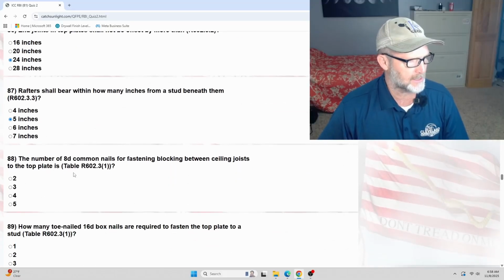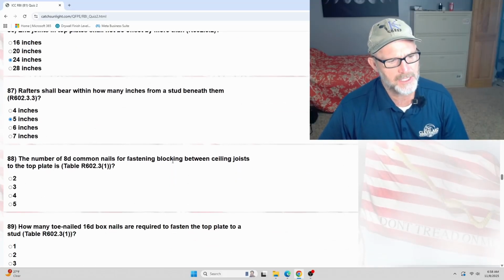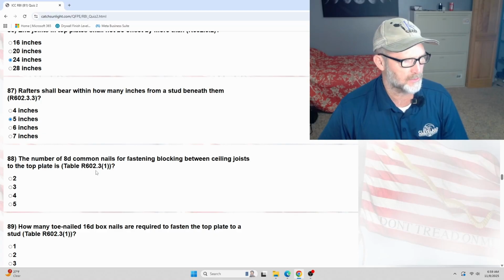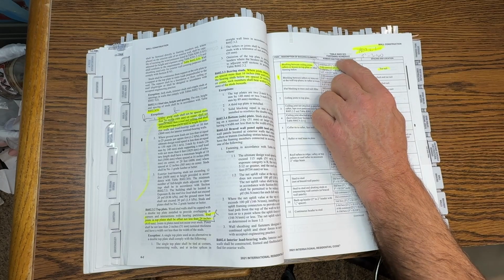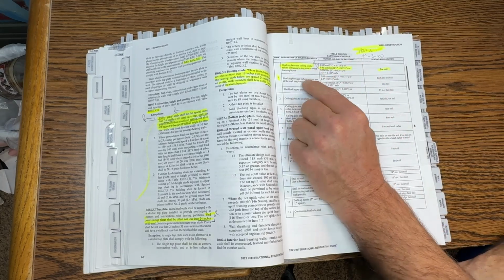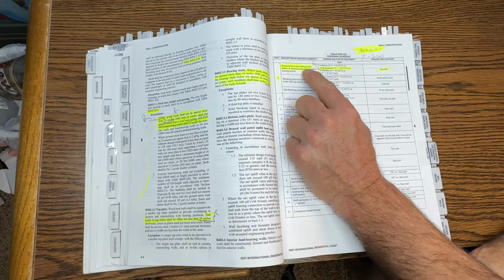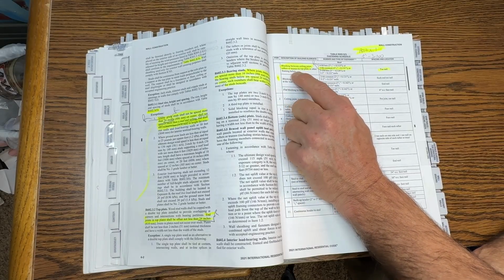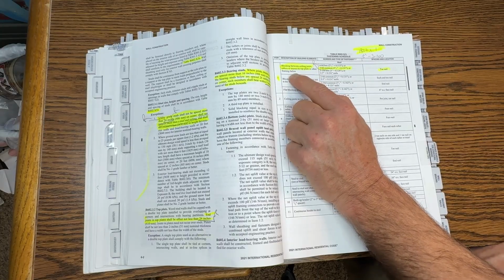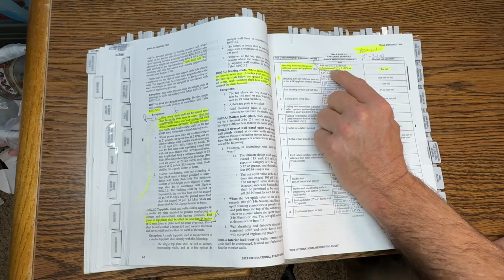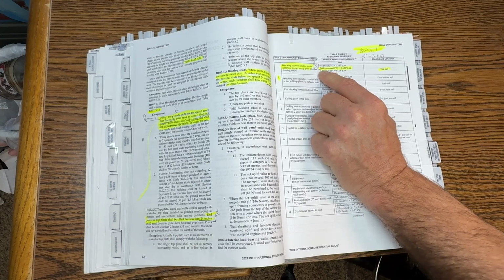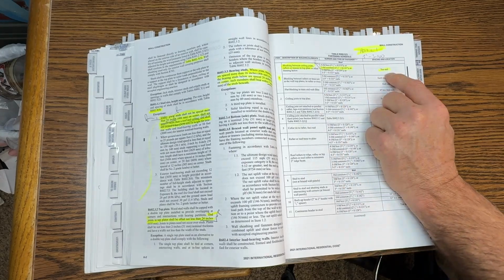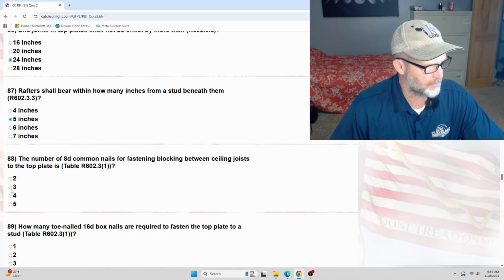All right, 88. The number of 8D common nails for fastening blocking between ceiling joists to the top plate is what? Let's go to Table R602.3(1). Item number 1 here: blocking between ceiling joists, rafters or trusses to top plate or other framing below. If you're using 8D common nails, you need 3 of them, toenailed. So let's go ahead and do 3. That should be the answer there.